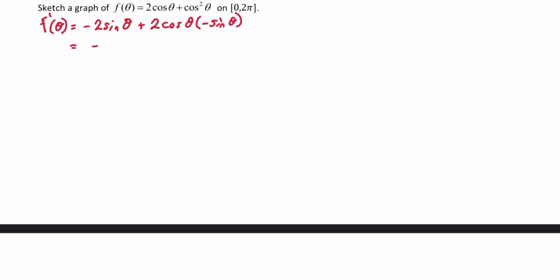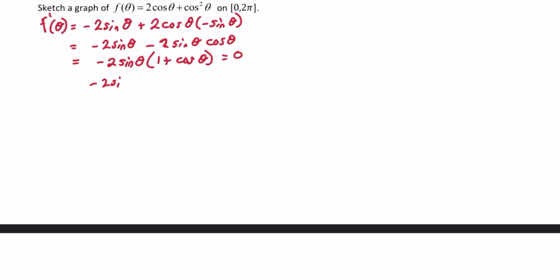This gives us negative 2 sine theta minus 2 sine theta cosine theta. There's a negative 2 sine theta in common, so we'll factor that out, leaving us with 1 plus cosine theta. Set that equal to 0, and then set each of those factors equal to 0.